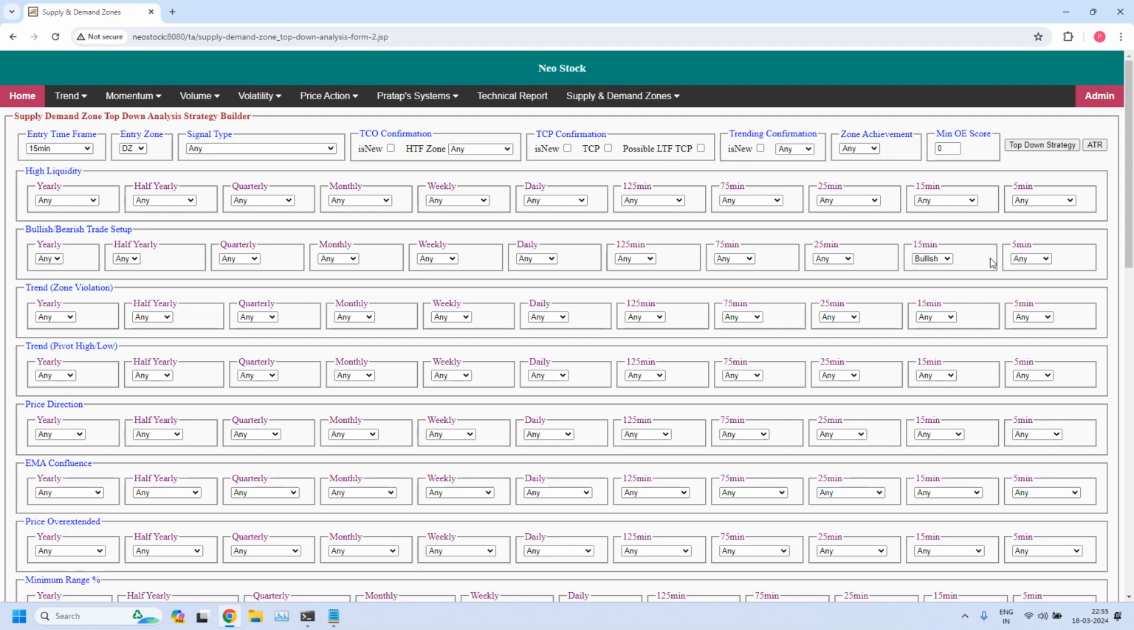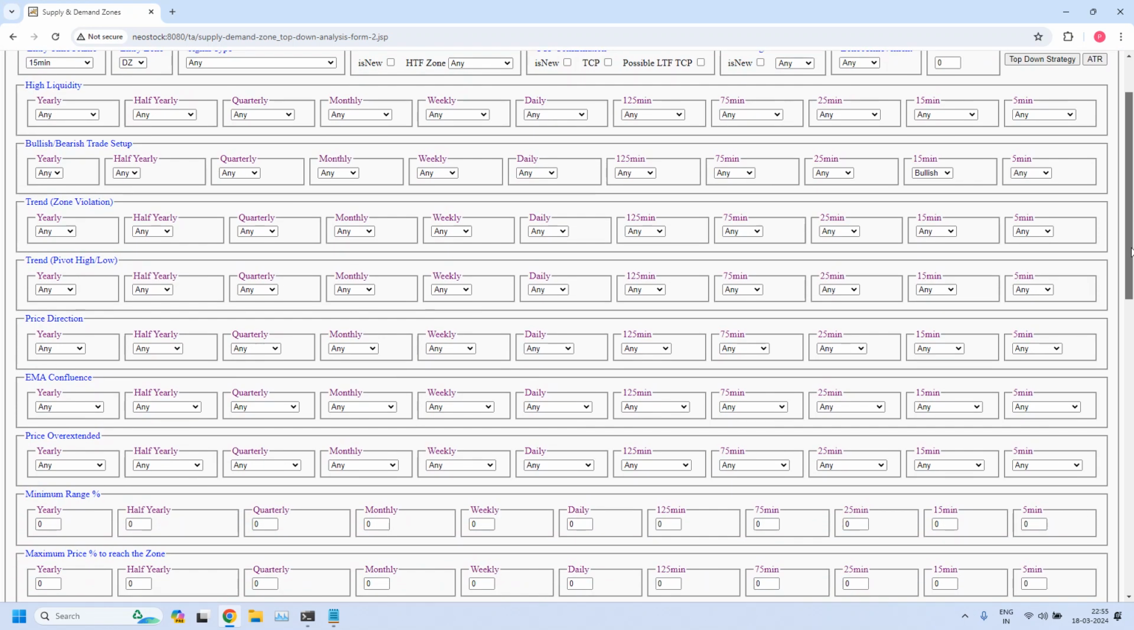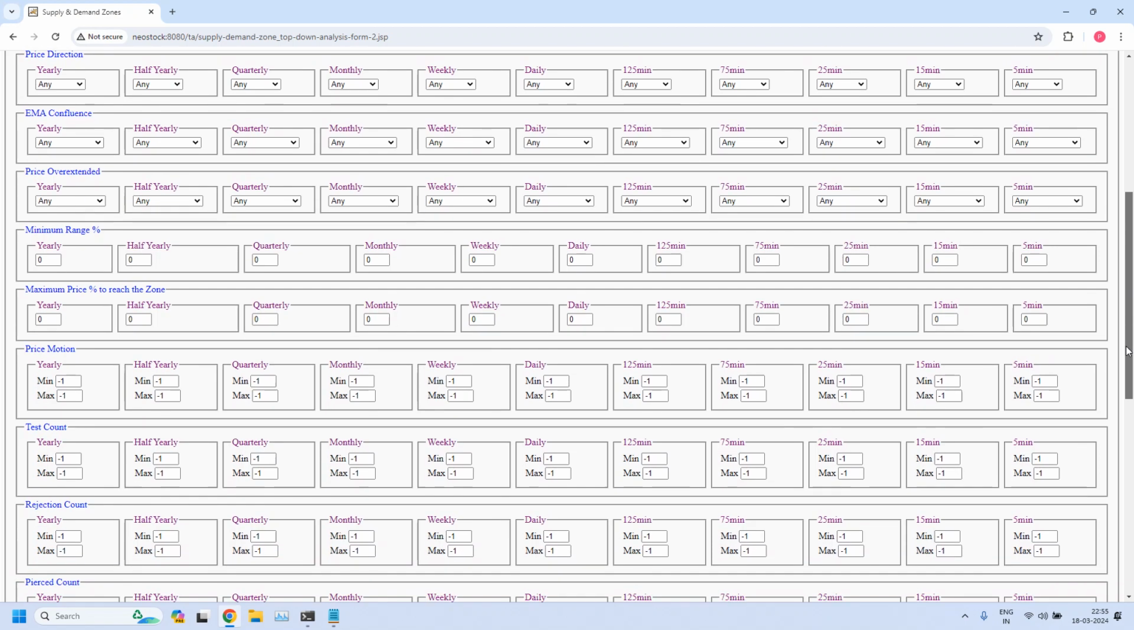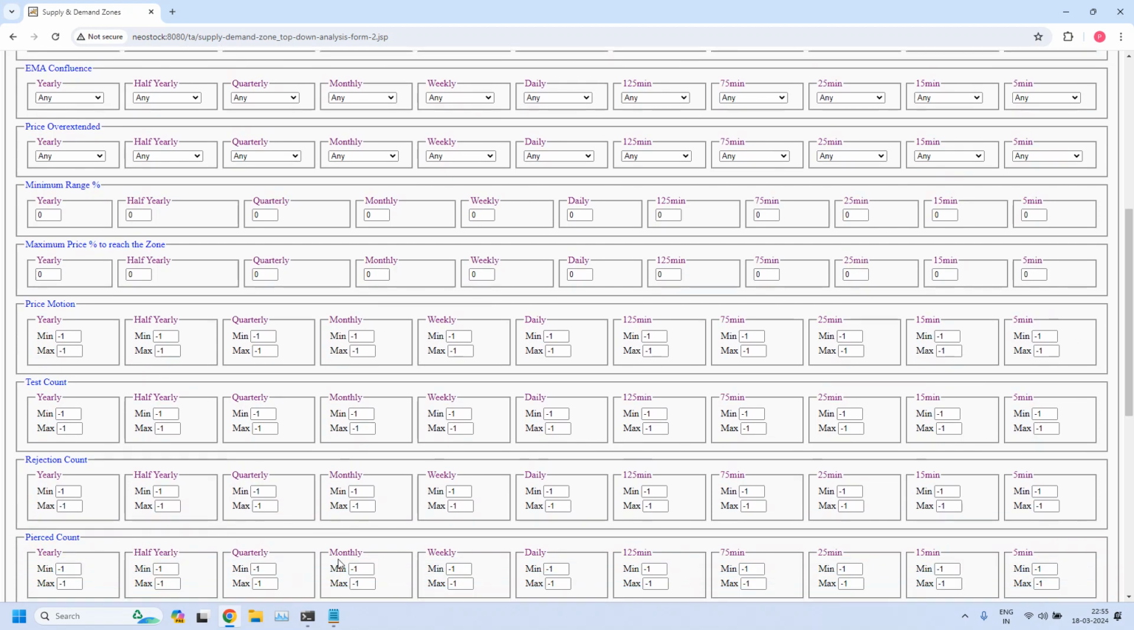And we will also set some filters, 3 filters. The first filter is we don't want to trade pierced zones. That's why we don't want pierced zones. Look into this last parameter, pierced count in this space. So here in 15 minutes, the minimum value, maximum value, I am setting 0. That means we want only pierced count 0. Pierced count 0 indicates the zone is not pierced.